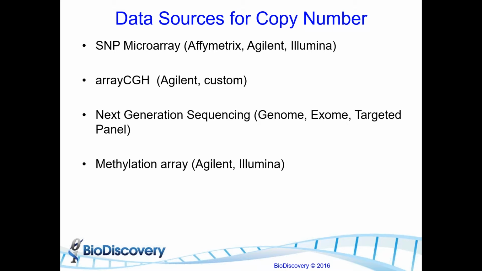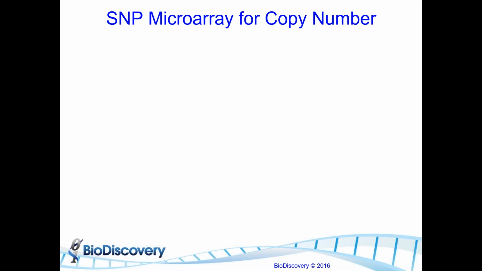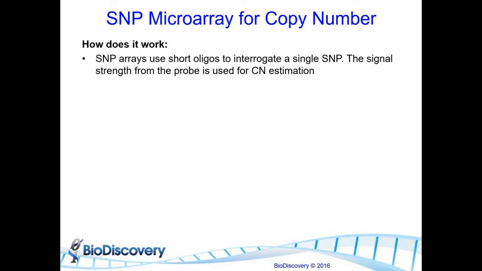So my next questions are, though, with these different sources, how do these different methods work for copy number estimation? What levels of detail can we expect? And how do we load them into Nexus Copy Number? Our first example is SNP Microarray for copy number analysis. SNP arrays work by using short oligonucleotides to interrogate a single SNP. The signal strength from that probe is then used for copy number estimation.